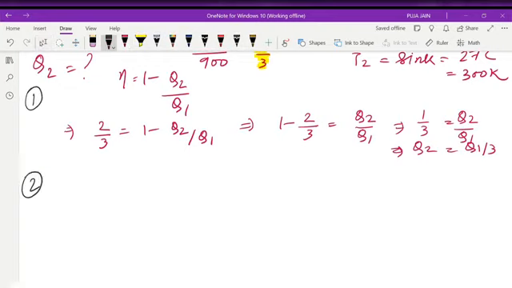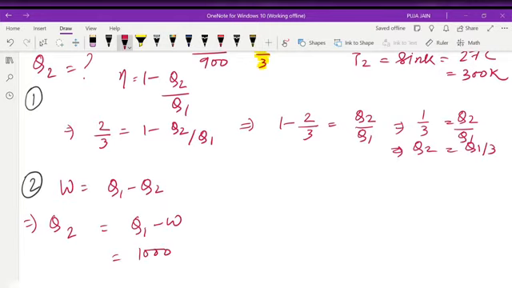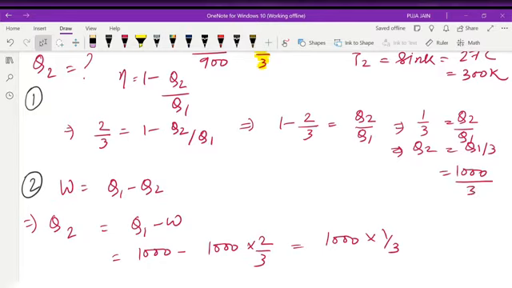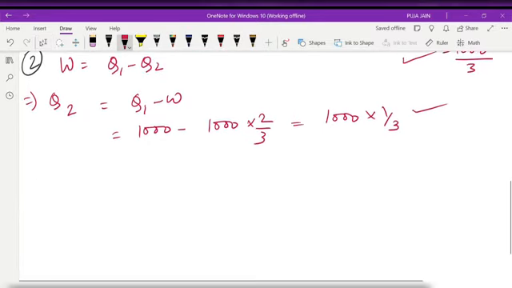Process number 2: work done is equal to Q1 minus Q2. We just calculated work done, so Q2 we need to find. Q2 is Q1 minus W. Q1 is given as 1000 and work done we calculated as 1000 into 2 by 3. So Q2 is 1000 into 1 by 3. If we put the value of Q1, we get 1000 by 3. So this is also a process. Another process I am telling you.